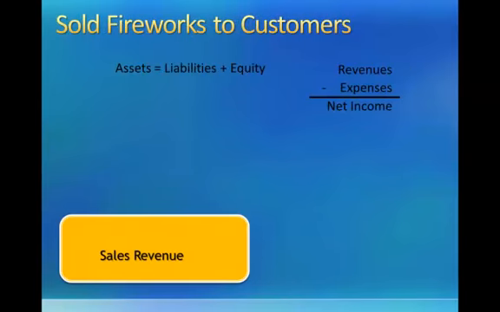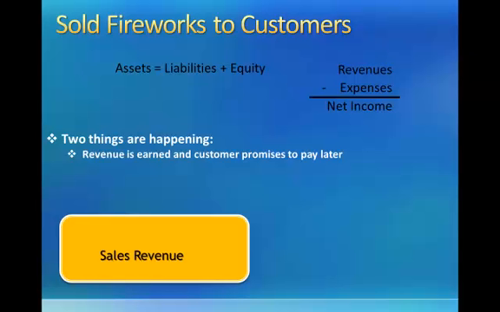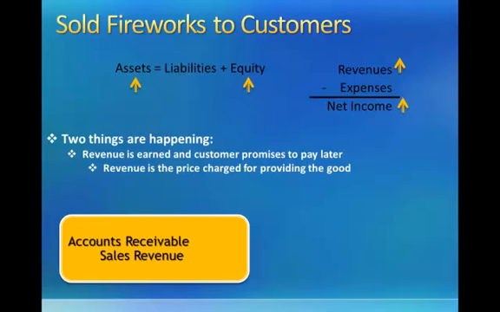So if we sold the fireworks to the customers, two things are happening. First, revenue is earned and the customer promises to pay later, with revenue being the price that's charged for providing the good or service. So revenue increases, which means net income increases and equity increases. The other side of that is that the customer is promising to pay later, so our assets increase. So we're increasing accounts receivable and increasing sales revenue by the selling price of the fireworks.